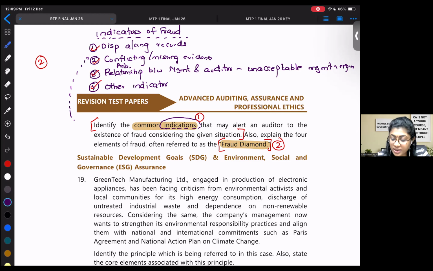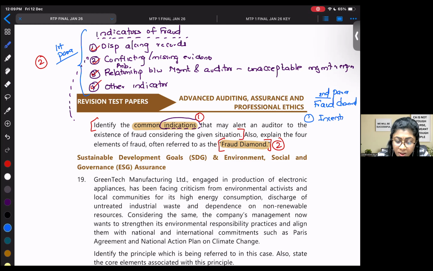Now you guys all said very correctly, fraud diamond. So this is the first part. No need of saying in the given case. Second part, first para over, second para, what will you write? Fraud diamond includes incentive, we want to do fraud. Pressure. Opportunity, weak internal control. Then rationalization, behavior. These three are there in SA 240.